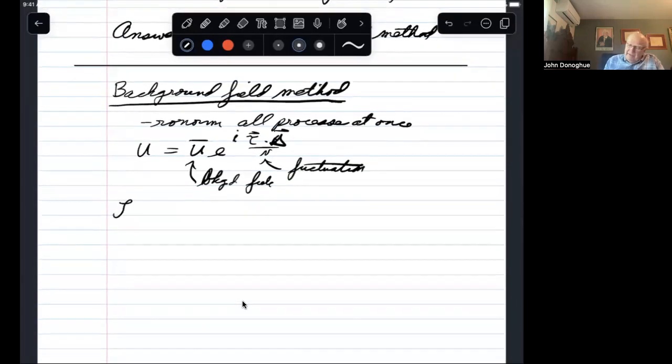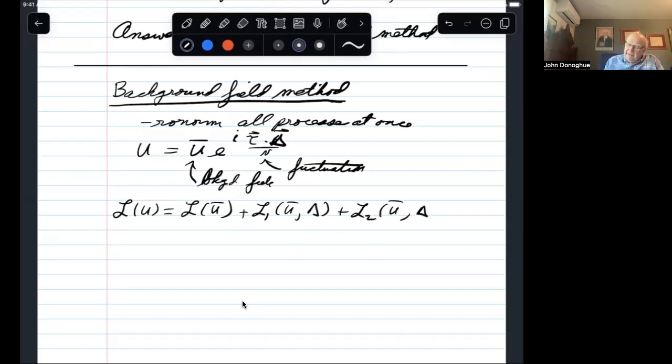The Lagrangian then, as a function of U, can be expanded as the Lagrangian of U bar, plus the first order term in U bar and one power of delta, and the second order term in U bar and delta, plus dot dot dot. This guy vanishes by the equations of motion. First variations are the equations of motion, so if the background field satisfies the equations of motion, it vanishes. And then I'm left with a quadratic term.